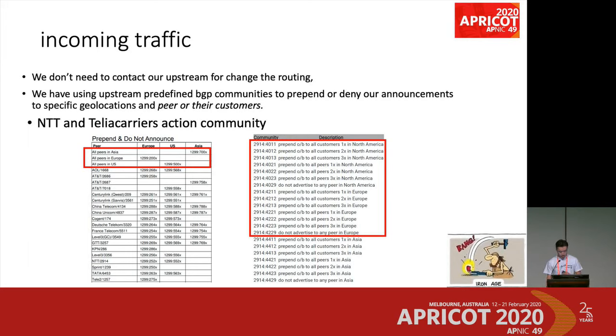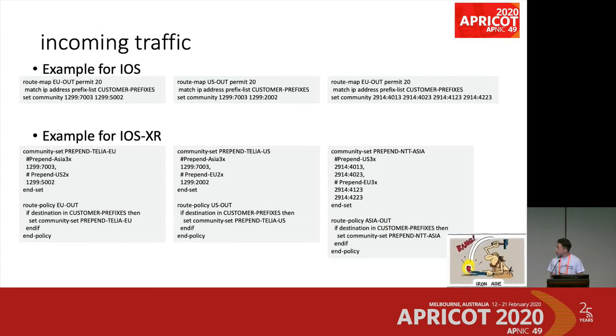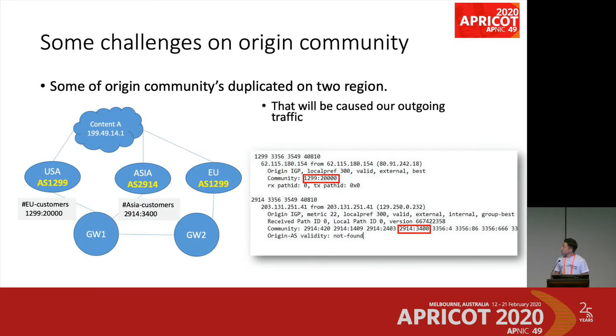And this one is some example for applied configuration. So this one is some challenge today in the origin community. And this origin community is duplicated in two regions.